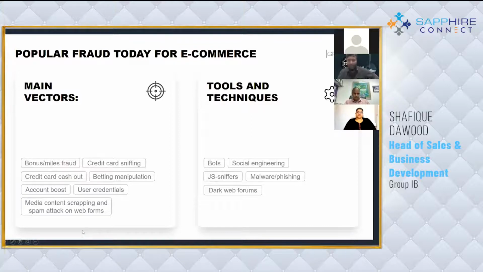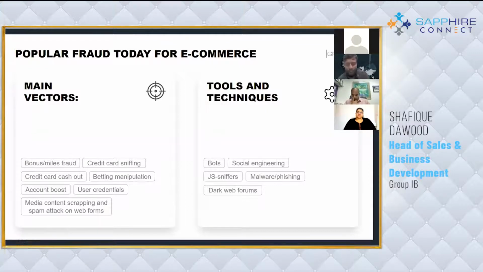We see another interesting trend, which is scraping. Scraping has been existing for a long time, but now we see scraping and spam attacks on even web forms for the competition. As you know, e-commerce is really kicking in, especially during this COVID period. And even competitors are trying to get information against the other competitors. Some of the tools and techniques that we see are the common bots.